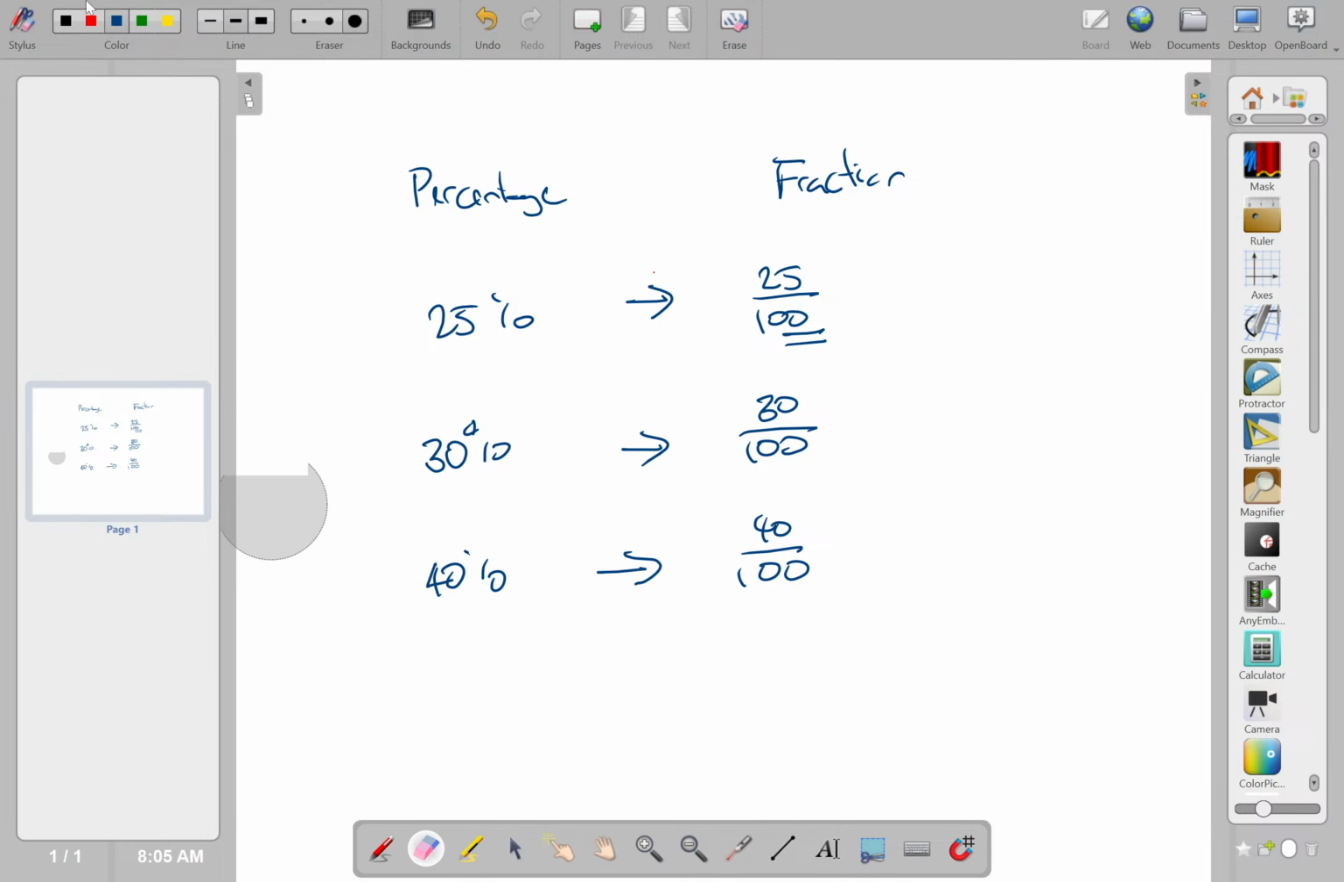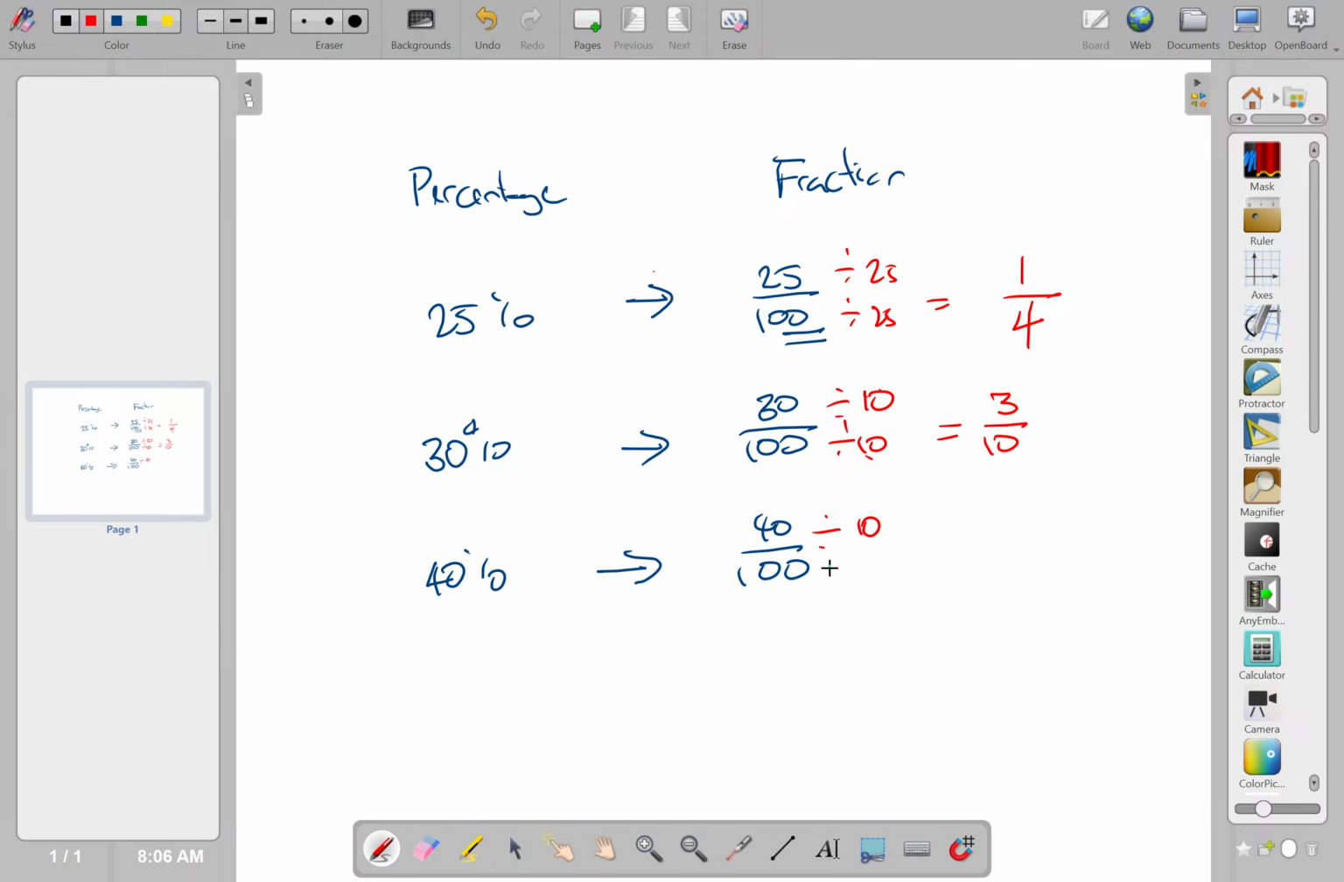Okay. You can divide the top by 25. Divide the bottom by 25. That gives me 1 over 4. Okay. You can divide the top by 10. Divide the bottom by 10. When you simplify fractions, what you do to the top, you have to do to the bottom. It's called balancing your equation. I can divide the top by 10, the bottom by 10. I get 4 over 10. But I know that these two numbers are even numbers, so that automatically means that 2 can go into them without leaving a remainder. So that's going to give me 2 over 5.